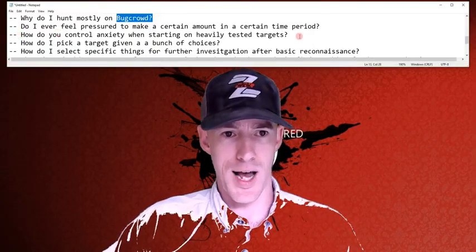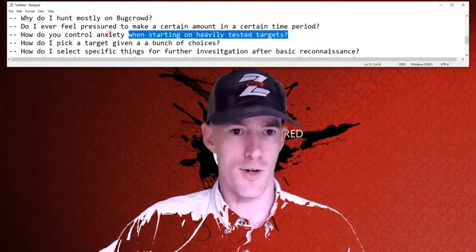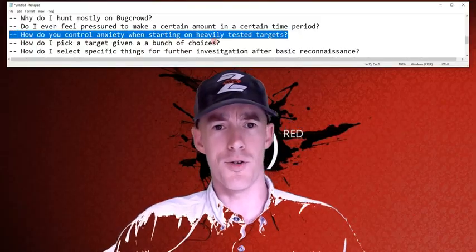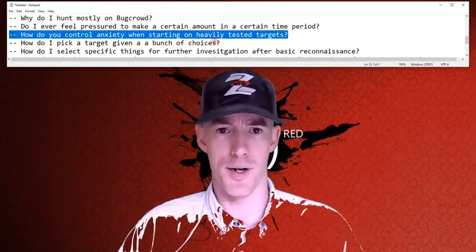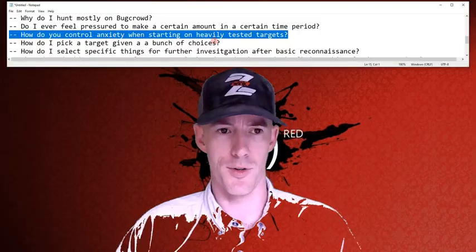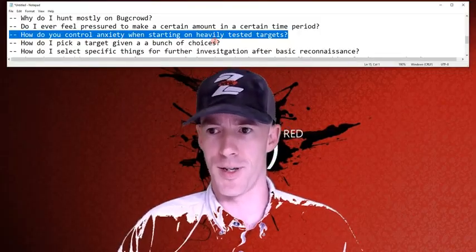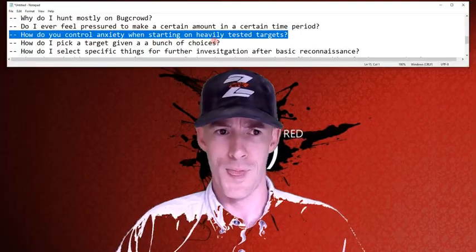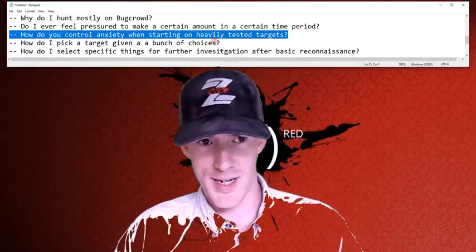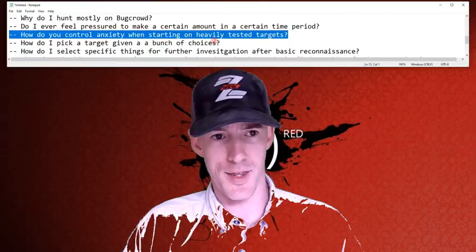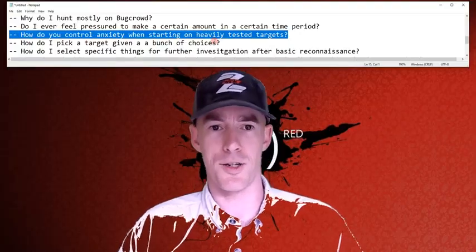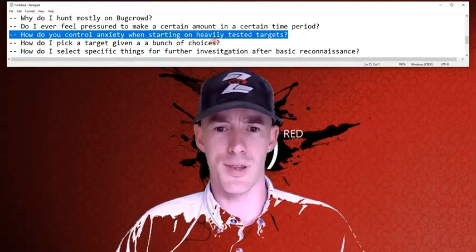How do you control anxiety when starting on heavily tested targets? All right, so say you're going out on a public bug bounty hunting spree, and you first click on the target like Pinterest we were talking about, and it's got 400 bugs reported or something. A lot of bugs, and a lot of people have looked at it, and you're like, oh, I don't think I'm going to find anything, man. It's been hacked so much. You shouldn't think like that.